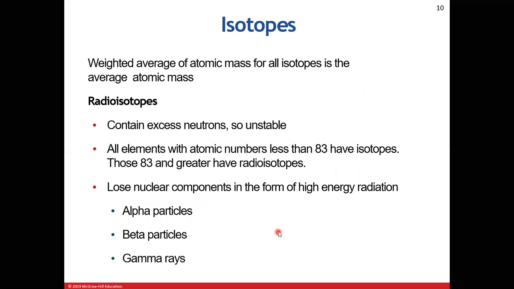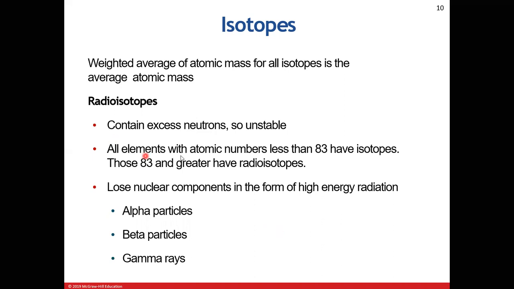Now again, we look at isotopes and we look at their atomic mass. Now, when we look at that number in the periodic table, that's the weighted average of the atomic masses for all the isotopes that we know of for that particular element. Now, some of our isotopes are radioisotopes. What that means is they actually contain excess neutrons, so that they become a little bit more unstable.